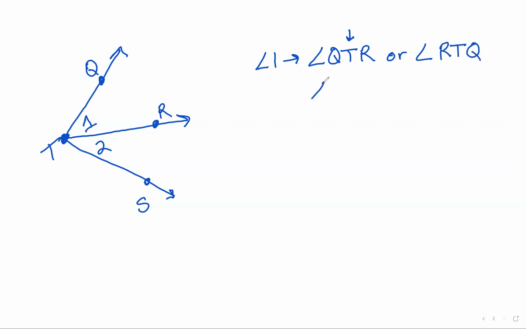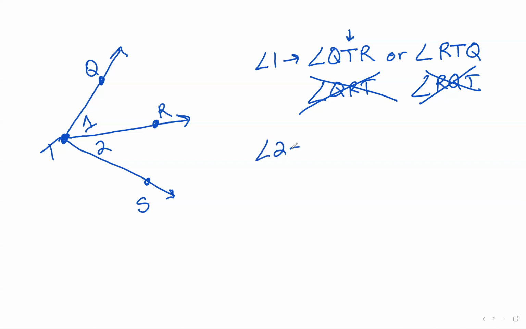What I can't do is something like angle QRT. That would be wrong. Or angle RQT. Again, that is wrong because in angle 1, if I'm going to use 3 letters to name it, point T has to be the middle letter in the name.